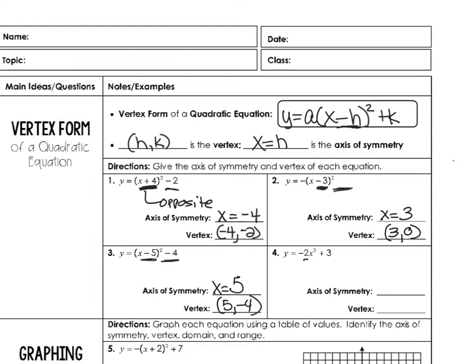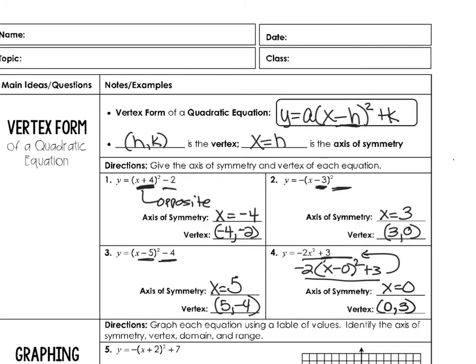All right, on this one, we don't have any parentheses, right? So this is basically saying x minus 0 squared plus 3. This is the same thing as that. Okay, so whenever you don't have the parentheses, then it's saying that h, or your x-coordinate, is 0. Okay, the 3 is your y-coordinate. All right, so make sure it's only in parentheses when you have the x doing the opposite. Okay.